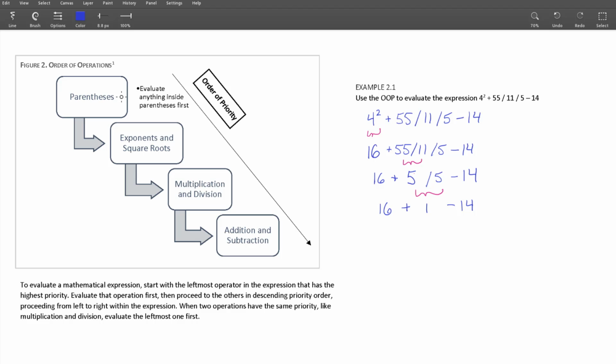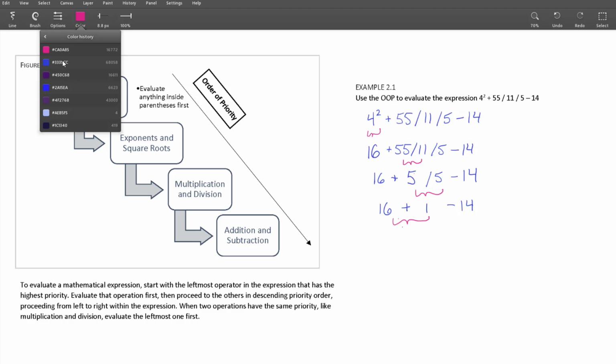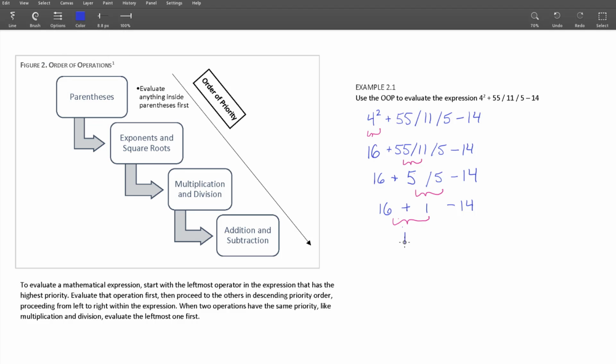Now when we look in our order of operations, we see that addition and subtraction are in the same bubble. So they have the same priority. So you just proceed from left to right. 16 plus 1 is 17. This plus happened first, going from left to right. So 16 plus 1 is 17, minus 14 equals 3.